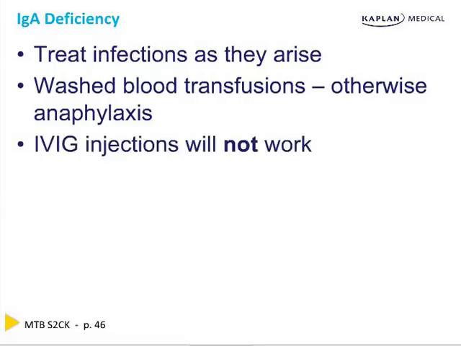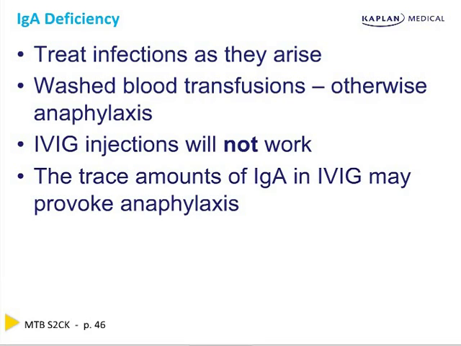IVIG actually does not work because the amount of IgA in the product is too insignificant to be therapeutic. In fact, the trace amounts of IgA in IVIG will provoke the same anaphylaxis that blood transfusion does. Why is that? Well, your body has no IgA if you have IgA deficiency, and if I introduce it, it's now considered to be a foreign antigen. Your body then reacts violently to it in an anaphylactoid type manner.